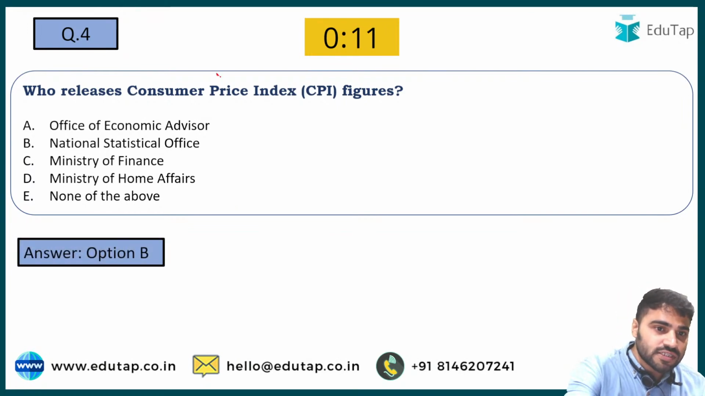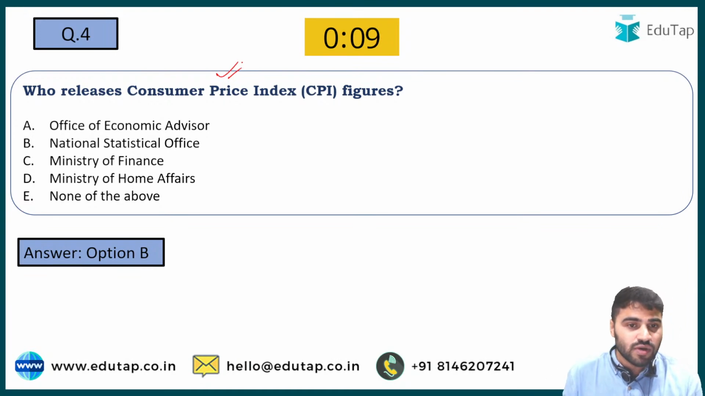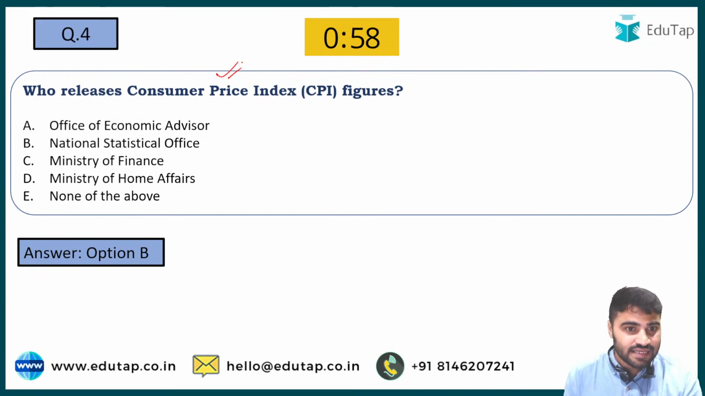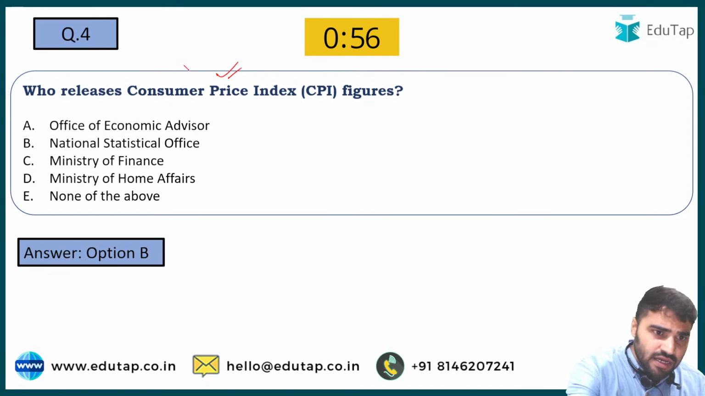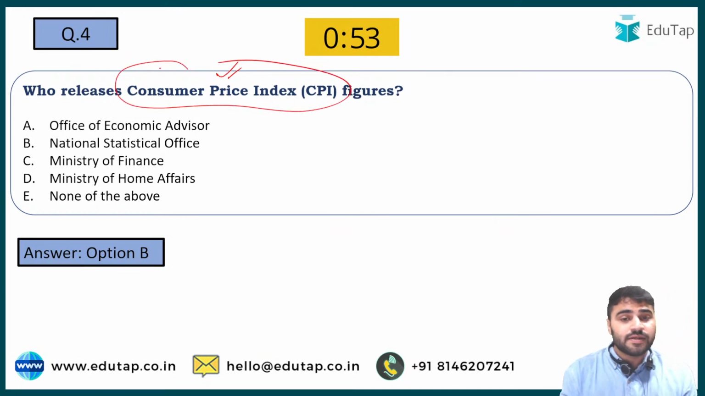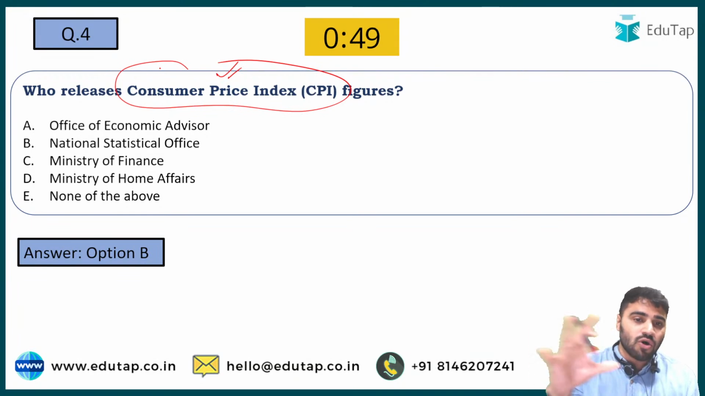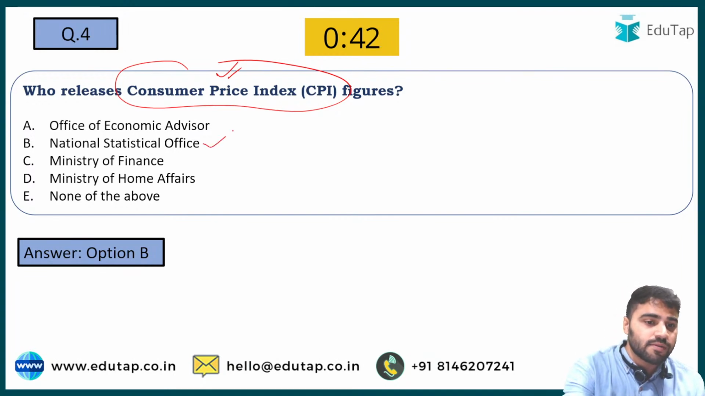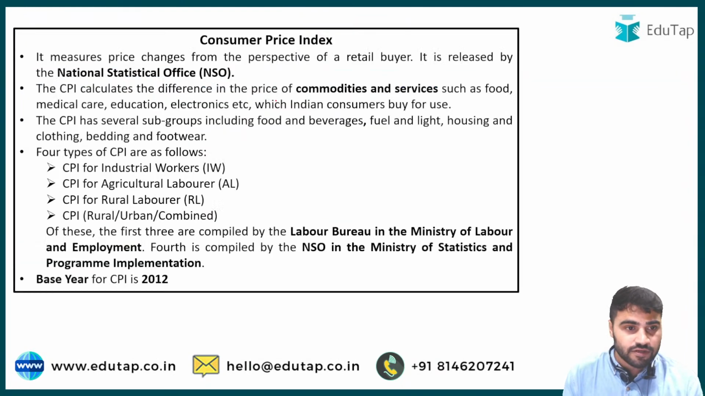Guys, these kinds of questions are frequently asked in the examination, so you have to have an idea about different indices. I have discussed this in yesterday's session also, that you have to have an idea about the consumer price index, wholesale price index, index of industrial production, their releasing agency, how much content they cover, which areas they focus on. So you have to have an idea about all these indices, right? They are very important and frequently asked in the examination. So the right answer is option B, National Statistical Office.